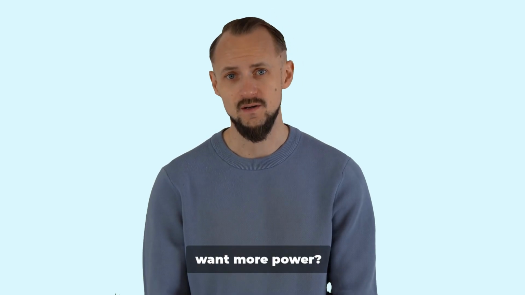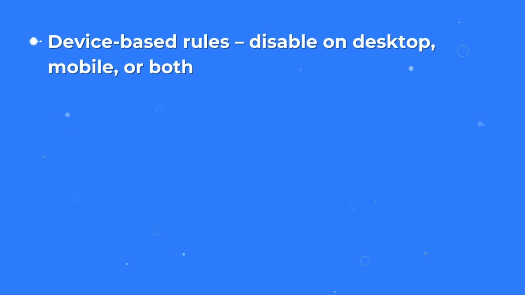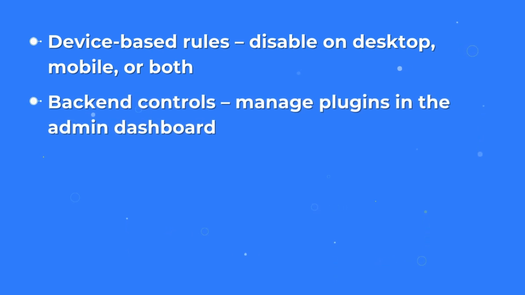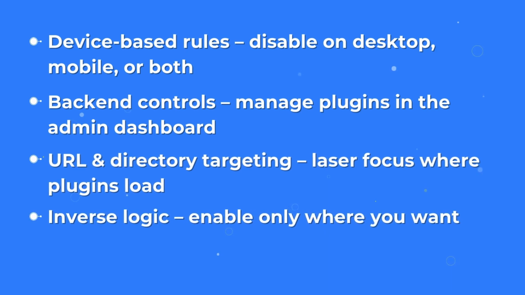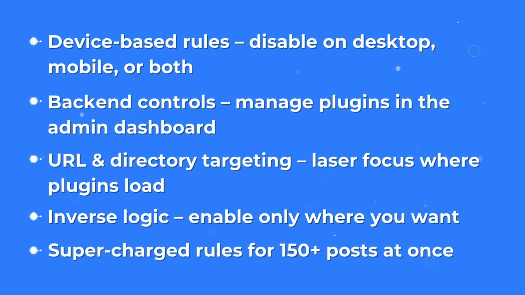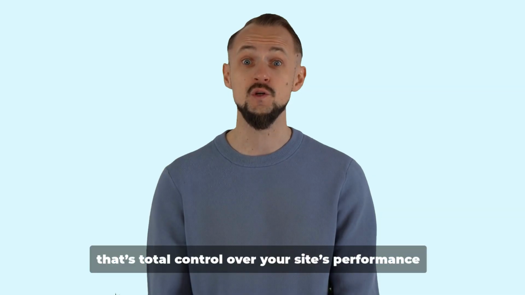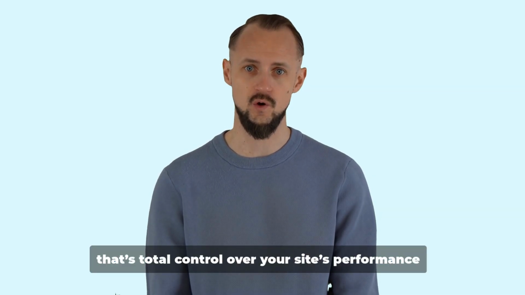Want more power? Device-based rules. Disable on desktop, mobile, or both. Backend controls. Manage plugins in the admin dashboard. URL and directory targeting. Laser focus where plugins load. Inverse logic. Enable only where you want. Supercharged rules for 150 plus posts at once. That's total control over your site's performance.